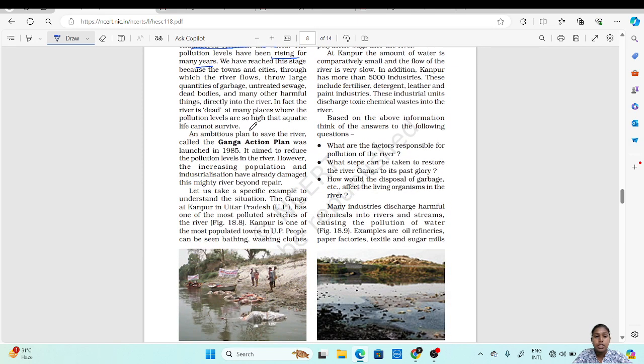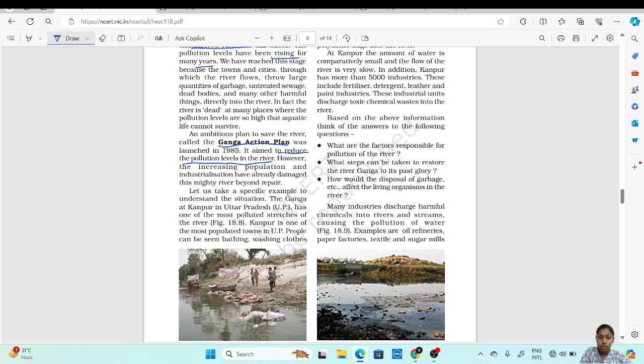An ambitious plan to save the river Ganga, called the Ganga Action Plan, was launched in 1985. When the government found that the river was getting really polluted, and that it was harming the aquatic life as well as the people who stay nearby, they put forth a plan to save the Ganga River and named it the Ganga Action Plan. It aimed to reduce the pollution level in the river.